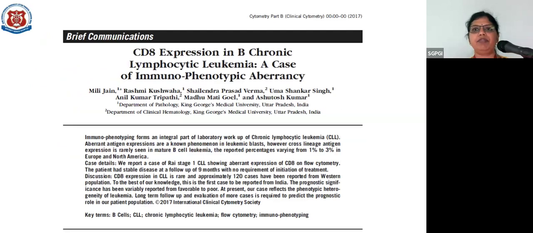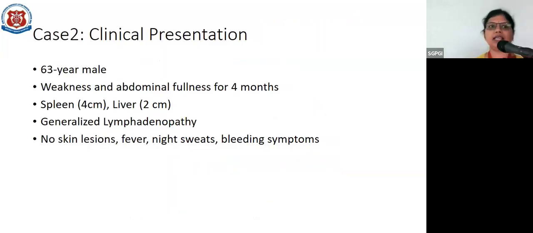So we have been lucky enough with regards to this entity of CLL expressing CD8 T cell markers. We had also witnessed a case expressing CD8 in a classical phenotype of CLL, which we had published in Clinical Cytometry. So coming to my second case, again an elderly male, a 63-year-old male, complaining of weakness and abdominal fullness for 4 months, and some more history for hematology, presenting with spleen and liver enlargement, along with generalized lymphadenopathy. The patient did not have any skin lesions, fever, night sweats, or bleeding symptoms.